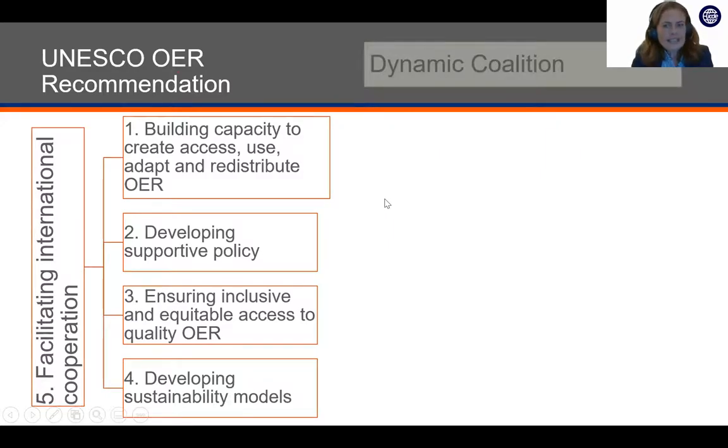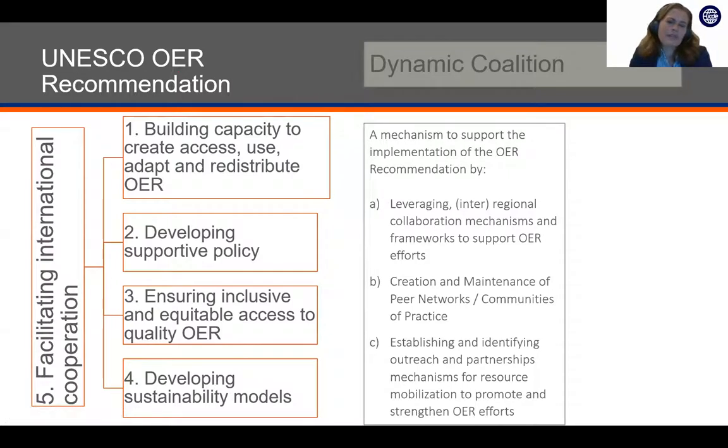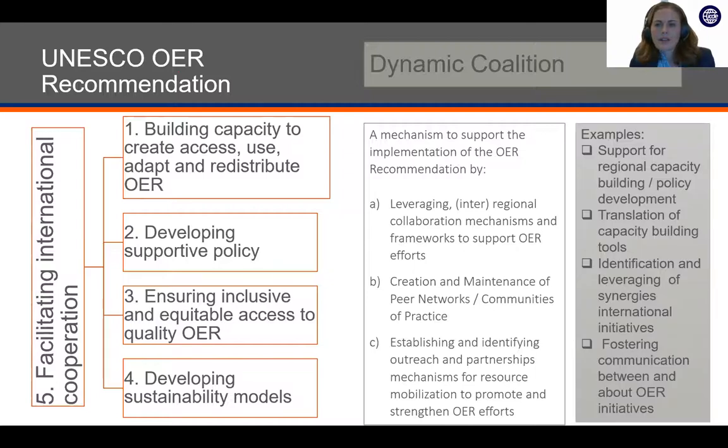This recommendation has five action areas, which you can see now on the screen. Those are building capacity, developing supportive policies, ensuring inclusive and equitable access to quality OER, and developing sustainability models. And the fifth action area is facilitating international collaboration. And here is the dynamic coalition that UNESCO initiated and that many organizations and partners, among them ICDE, have been joining. It is to facilitate the international collaboration to support all action areas. So that was very quickly the link between the recommendation, the dynamic coalition, and today's topic.